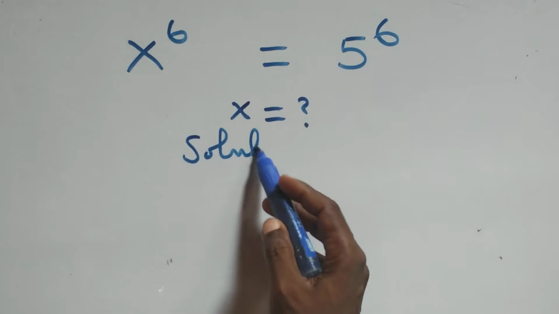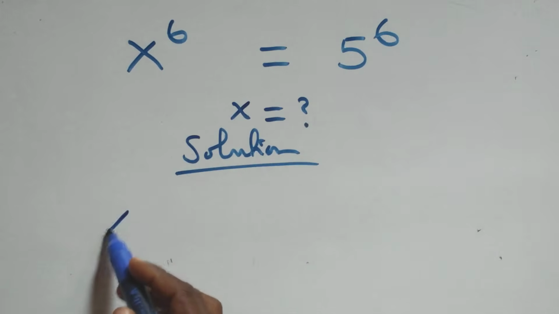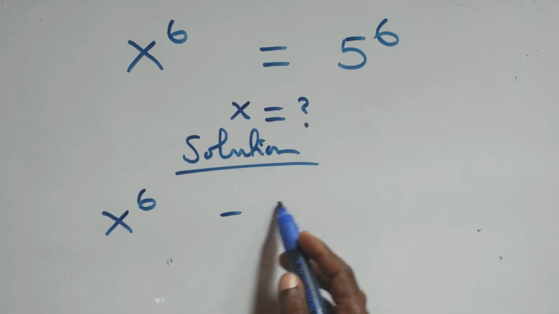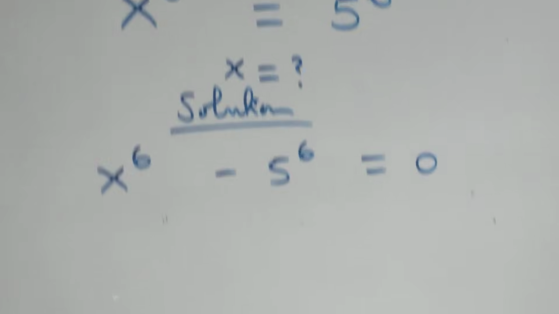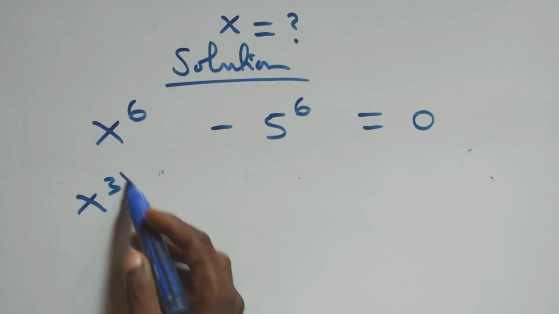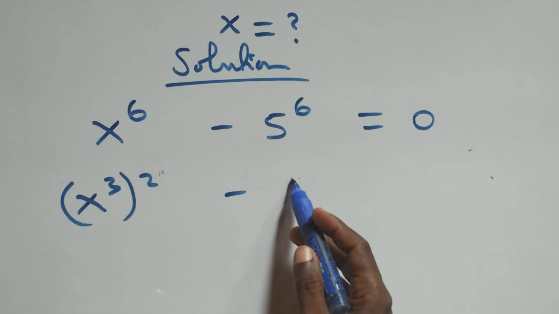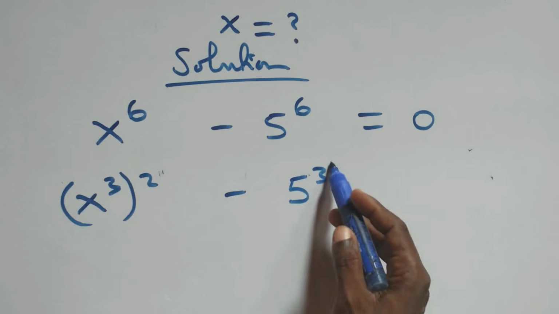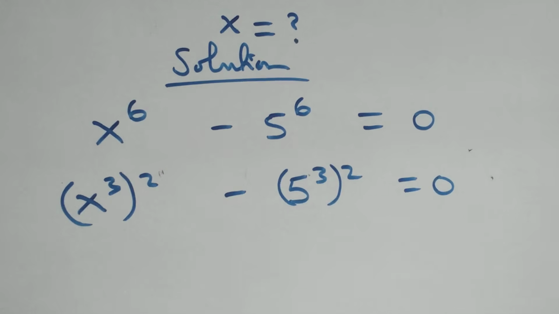Solution from here. And what we have here, we take 5 raised to power 6 to the left-hand side. That is, we have x raised to power 6 minus 5 raised to power 6 equals 0. The next step, you can write this as (x raised to power 3) squared, as 2 times 3 gives us 6, minus (5 raised to power 3) squared equals 0 here.